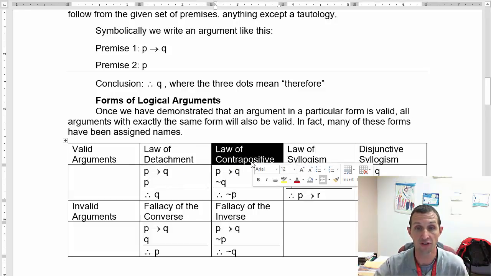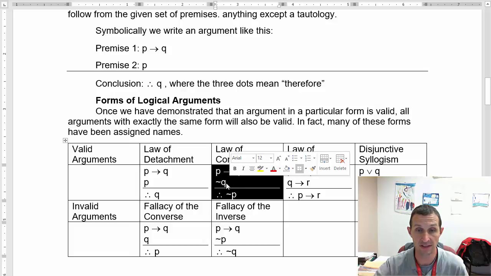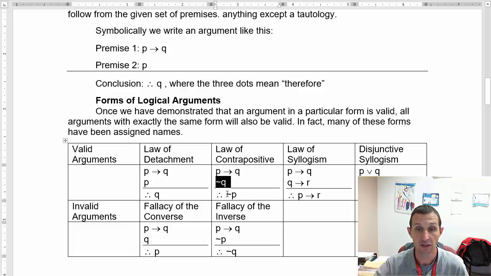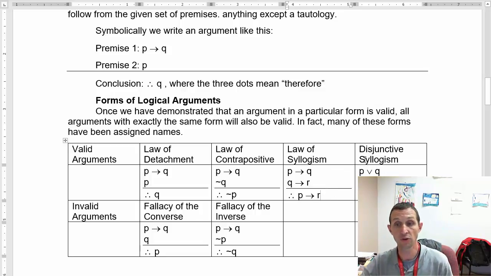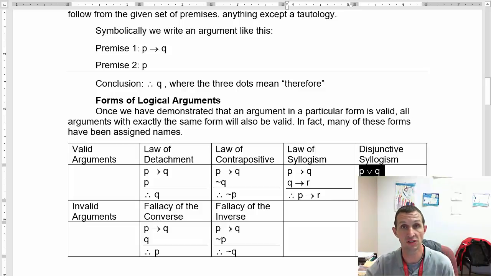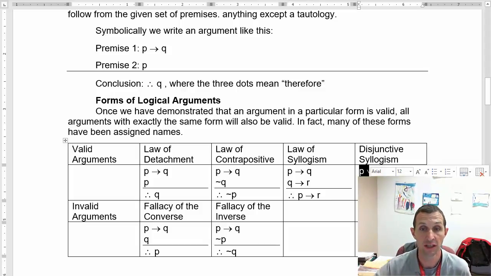We also have the law of the contrapositive, where you'll notice that not Q, then not P is the contrapositive. We have the law of syllogism, which is kind of like in algebra, where P would be equal to Q and Q would be equal to R. So then P is equal to R. You kind of have that same situation here with the law of syllogism. And then, of course, we have our disjunctive syllogism with the or statement.